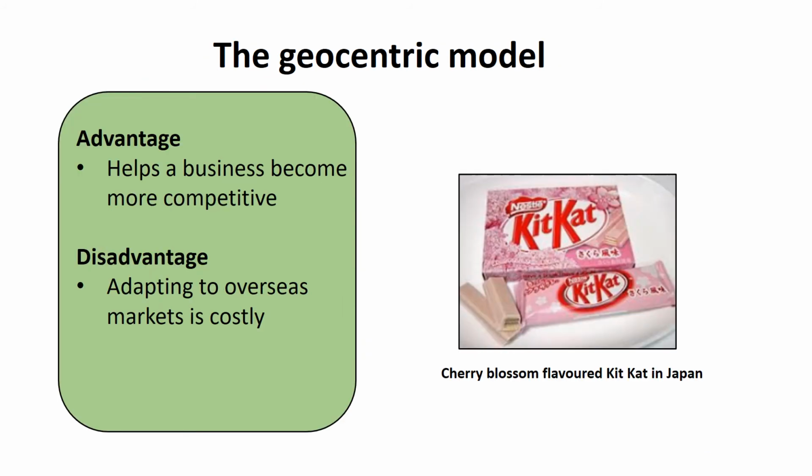A benefit of the geocentric model is that it helps businesses such as Nestle, who manufacture Kit Kat in most countries, become more competitive as they are operating in different markets and aware of the needs and preferences of these markets, which can aid them in gaining more sales. So as you can see, they've created the cherry flavored Kit Kat, and that's marketed within the Japanese market. However, a disadvantage is that adapting to these overseas markets can be quite costly. And we look at that when we look at the polycentric model.